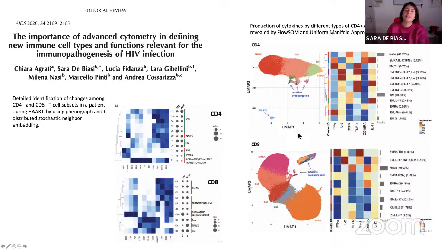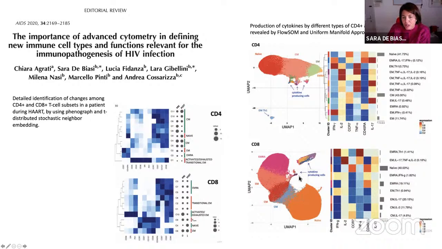Here on the right, we have another example of cytokine production by different types of CD4 and CD8 cells. This kind of clustering was performed by using FlowSOM and represented by UMAP. Also here, we can see that after stimulation, cells from HIV patients were able to produce different cytokines, such as interferon gamma, TNF-alpha, and IL-17. And as you can see here, mostly the cytokine-producing cells were effector memory, central memory, and transitional effector memory T cells, and were clustered here in this kind of islet. For example, we have an effector memory population characterized by the production of interferon gamma and TNF-alpha, so we call it the TH1 population.